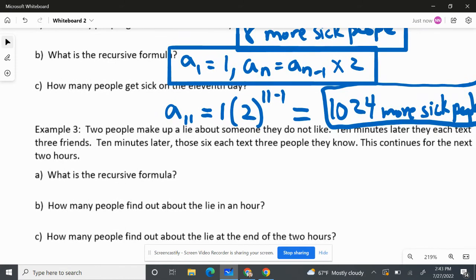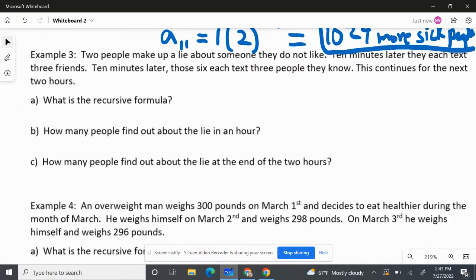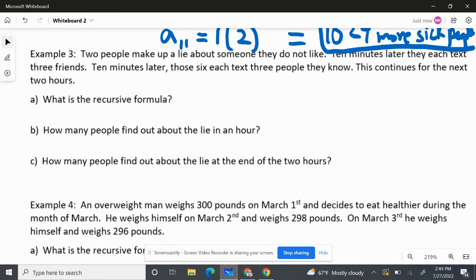Pause the video and try the next 2 word problems. For example 3, we have 2 people make up a lie. 10 minutes later, they each text 3 friends. And then 10 minutes later, those 6 text 3 more they know.